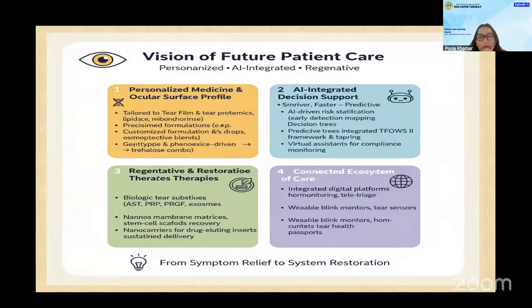So we are moving towards an era of personalized medicine. You have to identify the patient, whether it's evaporative, aqueous deficient, mixed, or any other category. Based on that, you have a ladder of lubricants to choose from, depending on what condition the patient has. And if the patient has moderate or severe dry eye disease, you go to one of the procedural therapies.